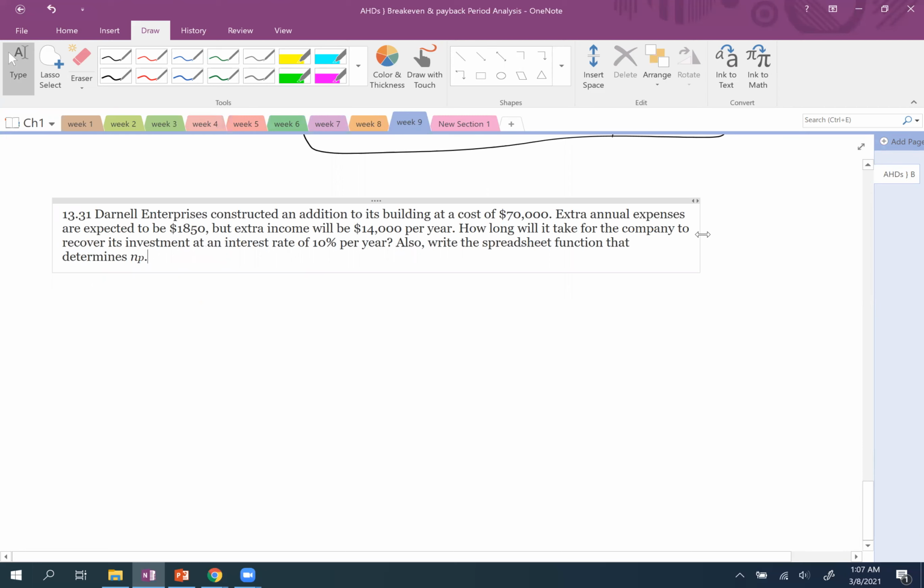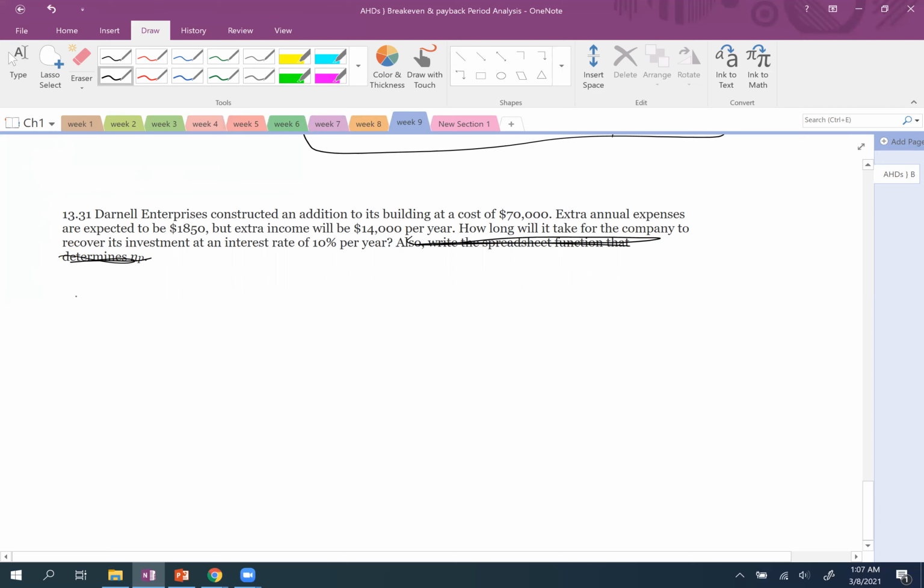So in this problem, the company has constructed an addition to the building with a cost of 70K. Extra annual expenses are expected to be 1,850, but extra income will also happen. How long will it take for the company to recover its investment at an interest rate of 10% per year? So actually, it's also asking about a spreadsheet that I'm going to ignore at this point.